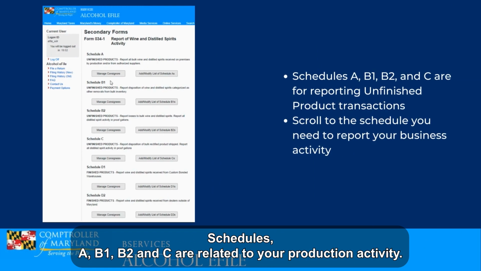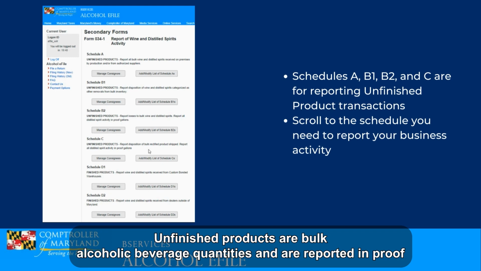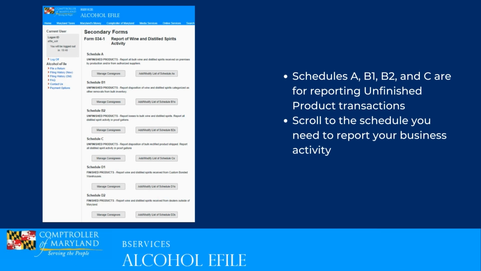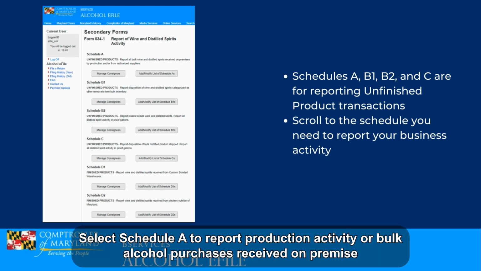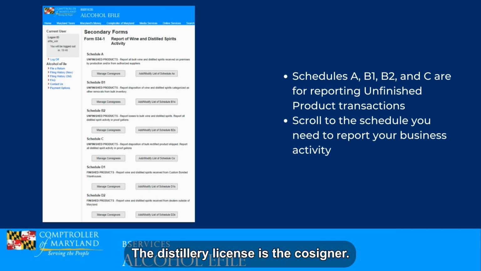Schedules A, B1, B2, and C are related to your production activity. This is referred to as unfinished products. Unfinished products are bulk alcoholic beverage quantities and are reported in proof gallons comparable to the federal TTB forms related to distilled spirit production. Select Schedule A to report production activity or bulk alcohol purchases received on premise during the reporting period. For production activities that do not involve other entities, the distillery license is the consignor.